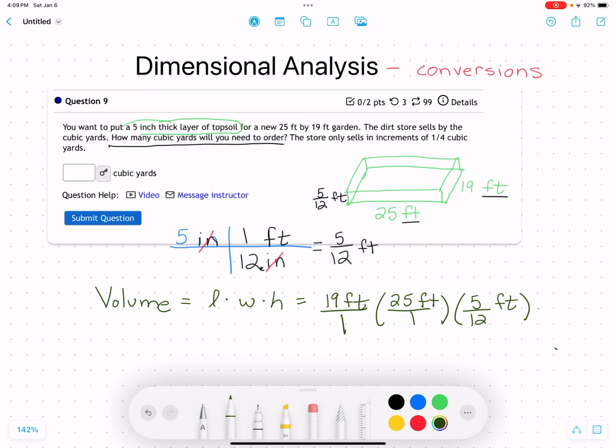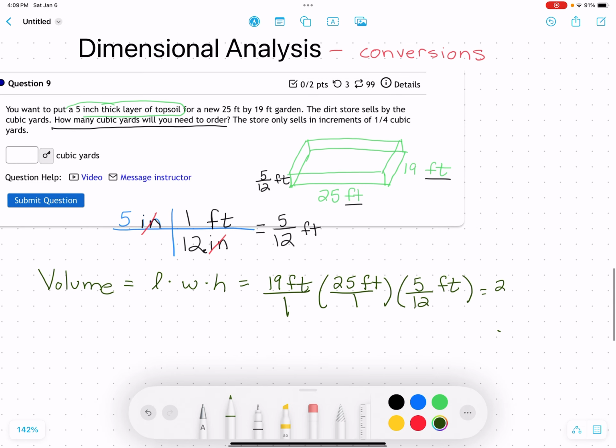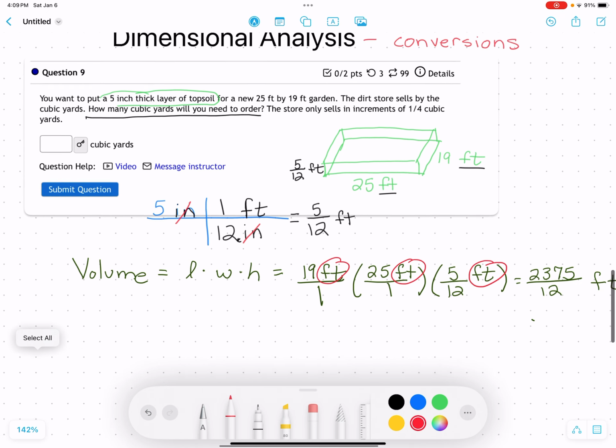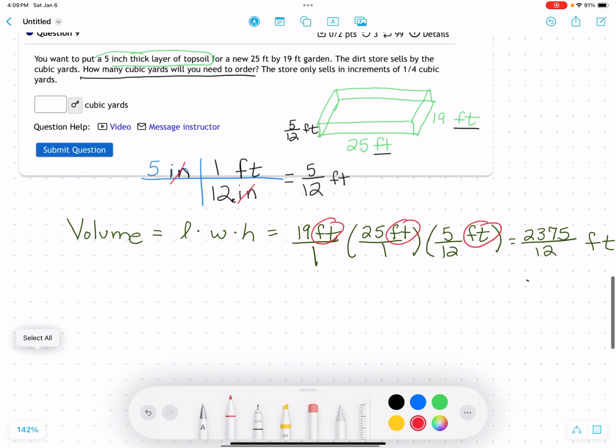So I get 2,375 twelfths. And what is my unit? It's a volume. It's feet cubed, which, by the way, is feet times feet times feet. I got feet cubed because I multiplied this many feet 3 times. However, a cubic yard is a totally different animal. It's a totally different kind of unit.